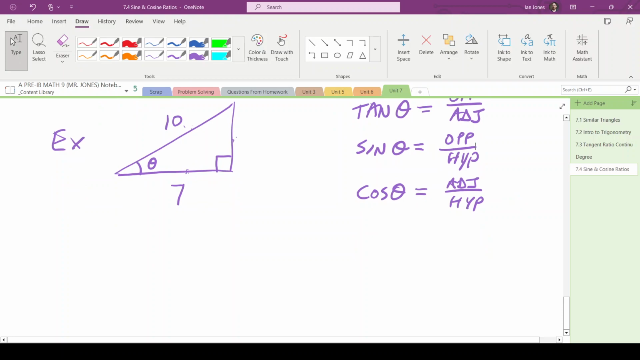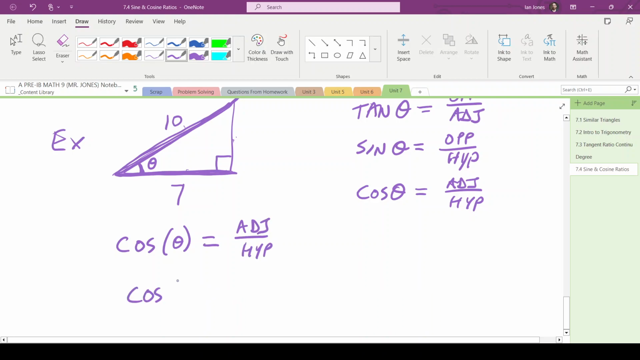Alrighty, so I want to find this angle. I know the adjacent and I know the hypotenuse. So I'm going to use the trig ratio that involves the adjacent and the hypotenuse. That's this one right here. That's cosine. So here we go. I'm going to set up an equation. Cosine of theta equals adjacent over hypotenuse. So cosine of theta equals 7 over 10. I'm going to go directly and put that as 0.7.